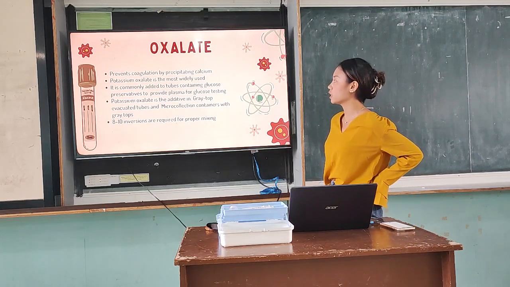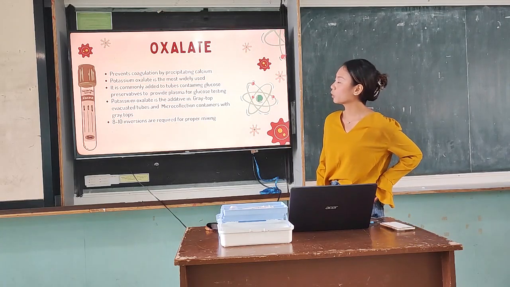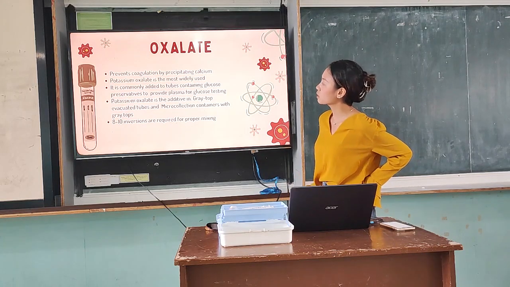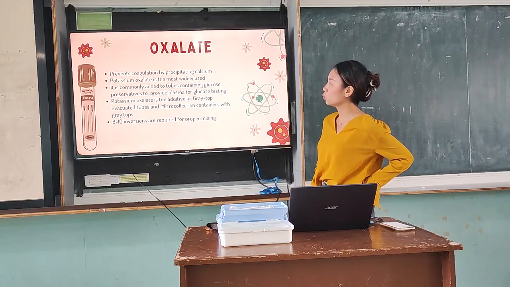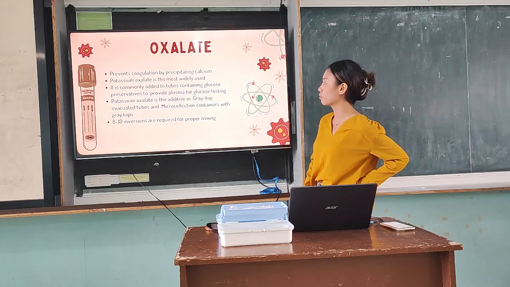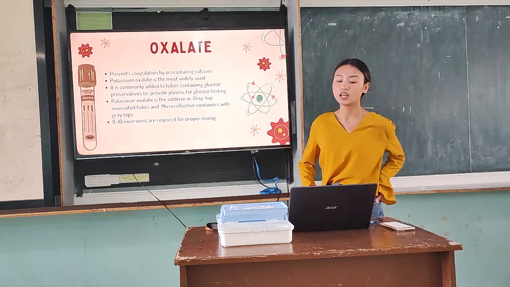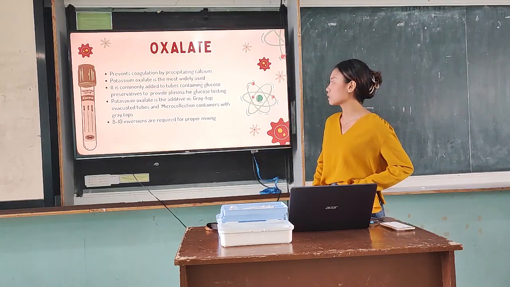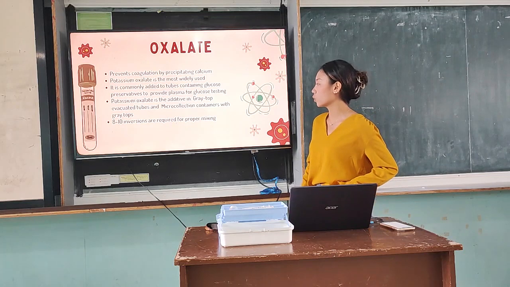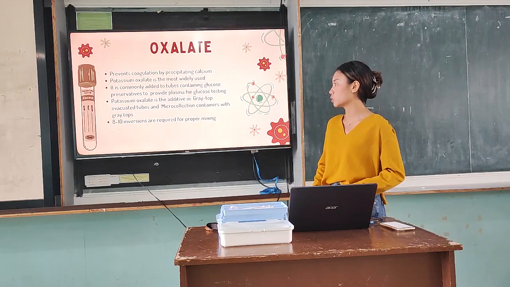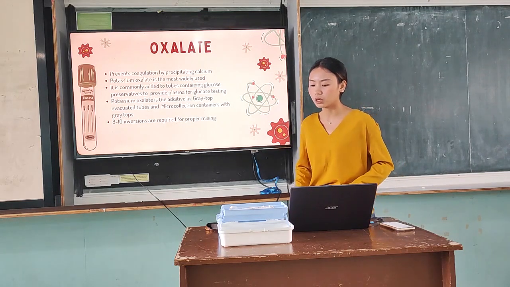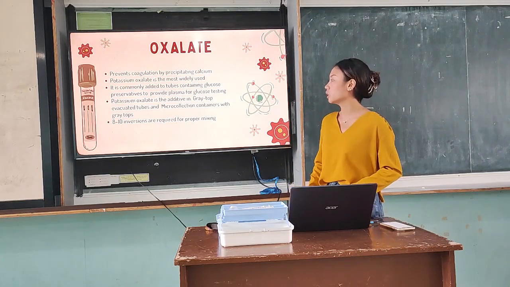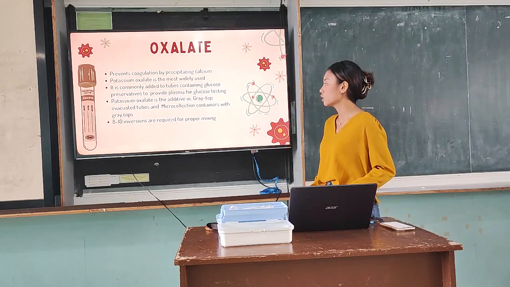Next would be oxalate. Oxalate prevents coagulation by precipitating calcium. Potassium oxalate is the most widely used. It is commonly added to tubes containing glucose preservatives to provide plasma for glucose testing. So yung oxalate, usually ginagamit siya for glucose testing sa sugar. Potassium oxalate is the additive in gray top evacuated tubes and micro collection containers with gray tops. So unfortunately, we do not have gray tops here. Just like yung lavender, it requires 8 to 10 inversions for proper mixing.